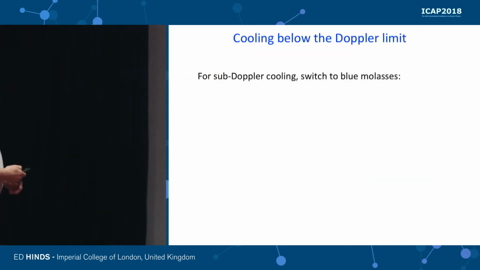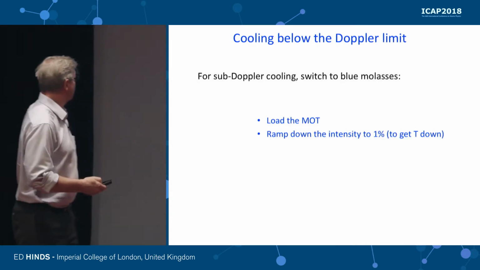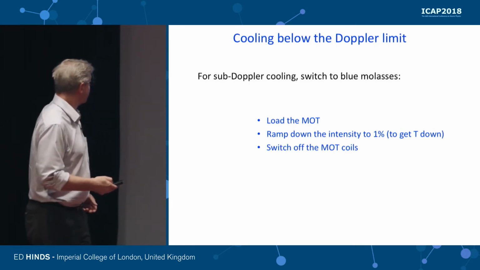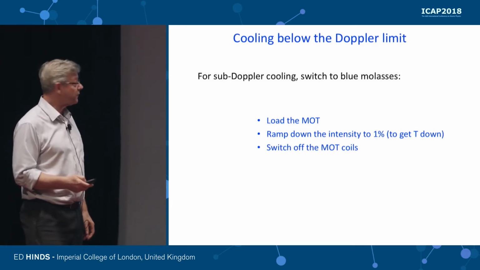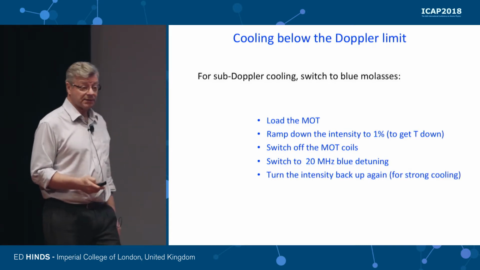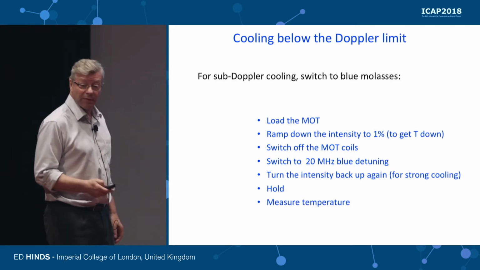So here's the experiment. For sub-Doppler cooling, we switch to blue molasses. First, we load the MOT. Then we ramp down the intensity of the light to get it as cold as we can. Then we switch off the MOT magnetic field, jump to blue detuning, turn the intensity back up again to get strong cooling, wait a little while, and measure the temperature.